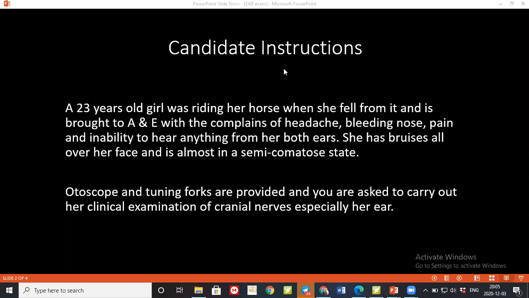wax, foreign body, or any evidence of ruptured tympanic membrane, any evidence of bulging of the tympanic membrane, any evidence of loss of light reflex, any evidence of fluid level over there or not, and any evidence of hemotympanum over there or not. I'll check that.